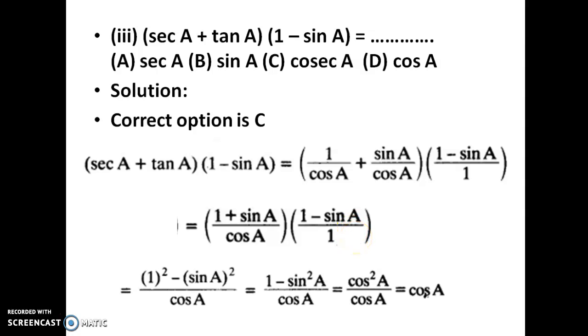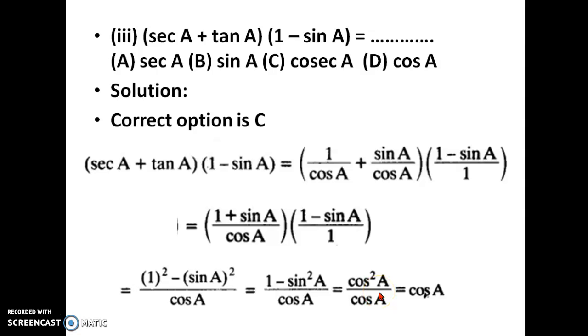Since it is in multiplication, you can combine now. For combining, what will happen? 1 plus sin A, 1 minus sin A. In the previous problem, how did we do it? (a plus b) into (a minus b) equal to a square minus b square. Same algebraic identity; here also we are going to use it. So we will get 1 square minus sin A square, so 1 minus sin square A. So what does the trigonometric identity say? 1 minus sin square A is equal to cos square A.